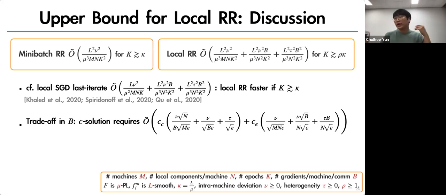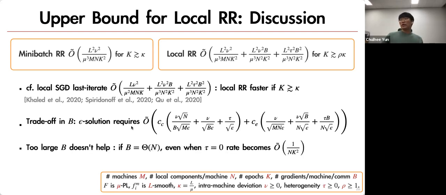So for local random reshuffling, one has to balance between these two costs by choosing the communication interval B in a careful manner. And also, one observation from this upper bound is that if you choose B to be too large, then it doesn't help speed up the convergence.